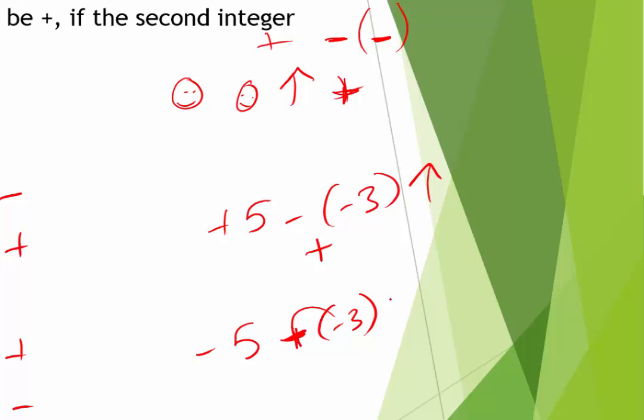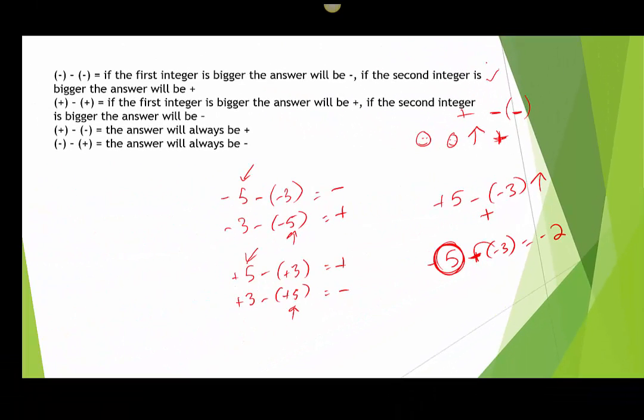Even if this was a negative 5 minus a negative 3, again, this becomes positive, so it'd be negative 5 plus 3. The answer could still be negative, because this number is bigger. Remember, going back to this one up here. But minus a negative is always addition.